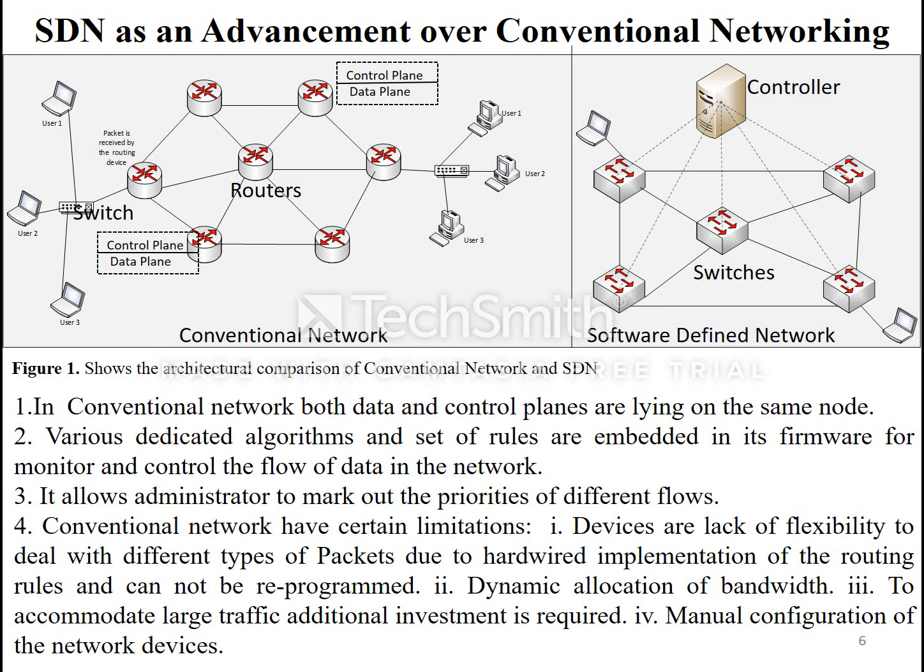As far as examinations or bookish knowledge are concerned, I have also included some basic concepts. In a conventional network, both data and control planes lie on the same node, whereas a dedicated algorithm and set of rules are embedded in its firmware to monitor and control the flow of data in the network. That is known as the flow agent. How? So I'm not able to read all this information. You can read it out. I'm here to give the guru mantra and basic concepts.